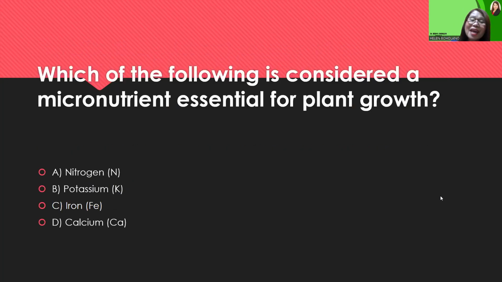Okay, next item. Which of the following is considered a macronutrient essential for plant growth? A, nitrogen. B, potassium. C, iron. Or D, calcium. Okay, start answering now.